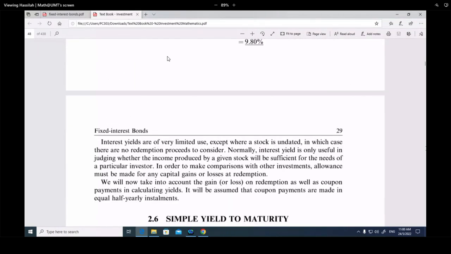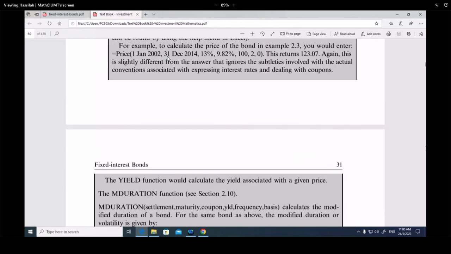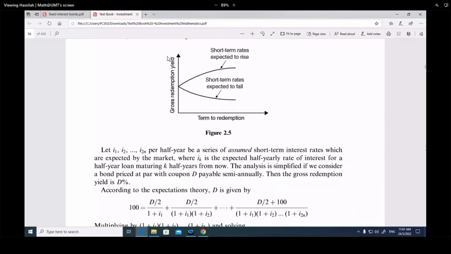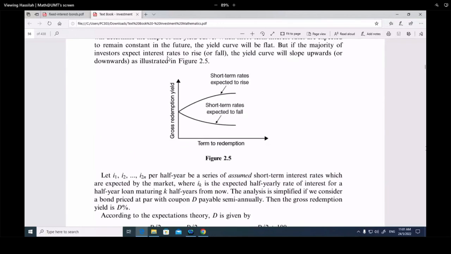Slide tu dah habis. Yang saya tak terang tentang liquidity preference, expectation theory ni bolehlah baca.